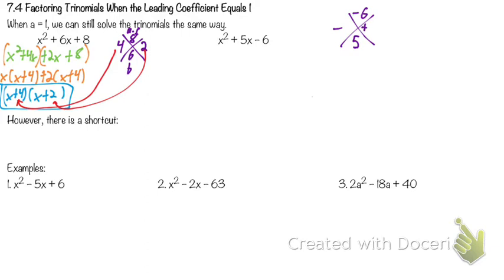So it's going to be a negative what and a positive what to get a positive 5. Jocelyn? -1 and a positive 6. Very good. -1 and positive 6. That would multiply to give us -6, but it would add to give us positive 5.